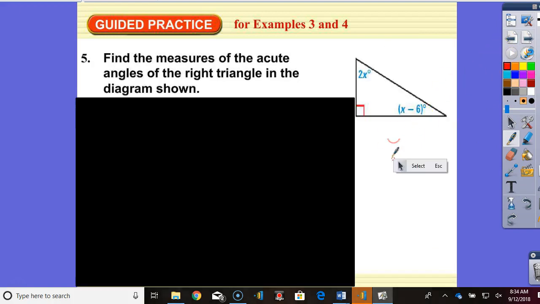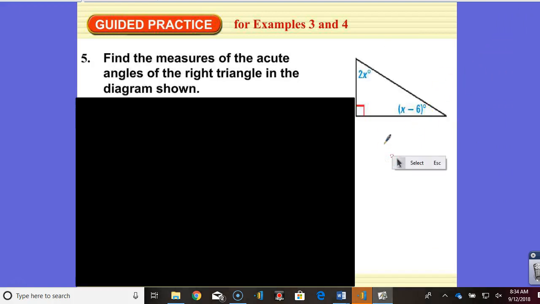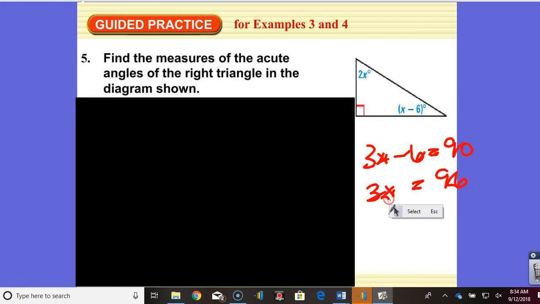Find the measures of the acute angles in a right triangle as shown in the diagram. Here we're going to have 2x plus x minus 6, or 3x minus 6, equaling 90. 90 plus 6 is 96. 3x equals 96. Divide by 3 on both sides. X equals 32. So we're going to have 32 times 2, or 64, and 32 minus 6 is 26.